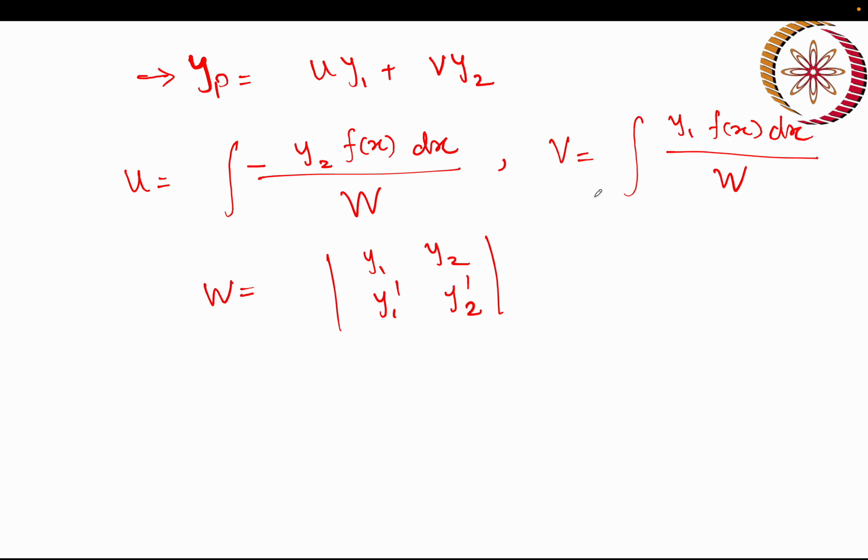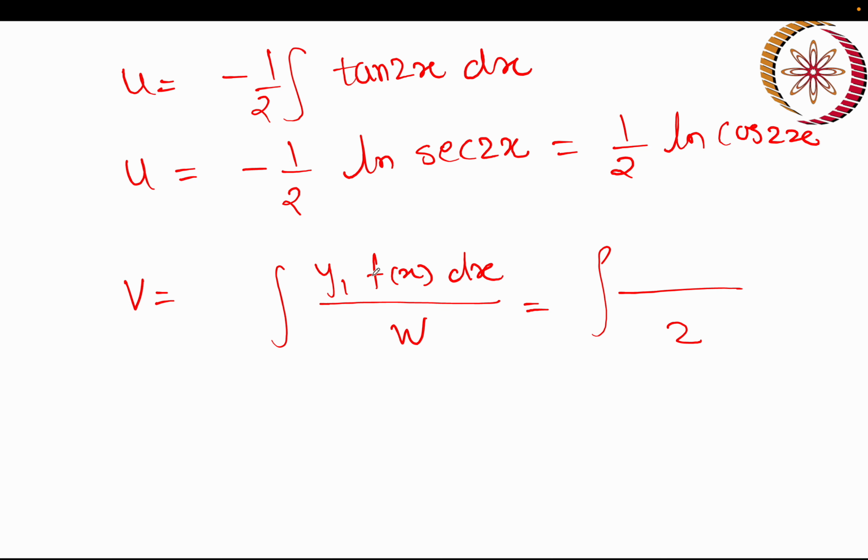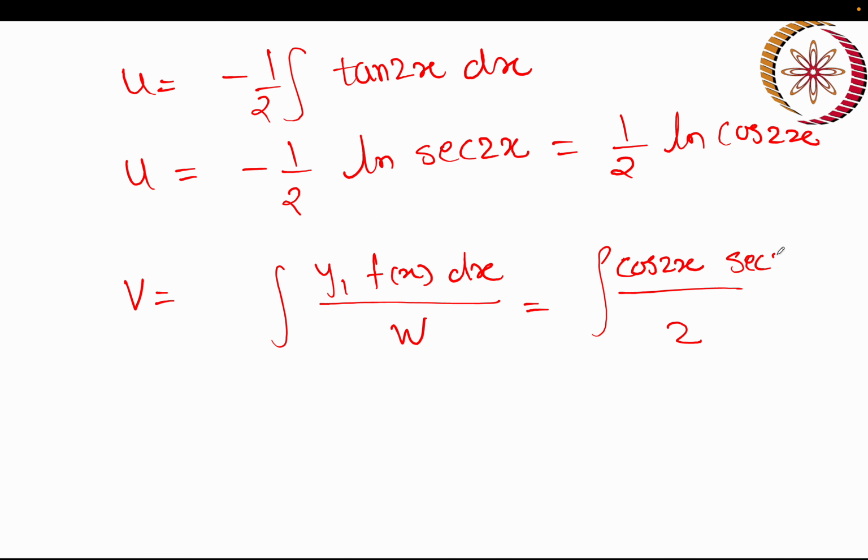The equation that we'll use is this one. So v is equal to the integral of y1 f of x dx over the Wronskian. The Wronskian was 2, so we'll use that directly. So y1 is cos 2x, f of x is sec 2x, dx. Okay, now cos and sec will get cancelled, and that will be 1. So the integral of 1 by 2 dx will be x by 2.